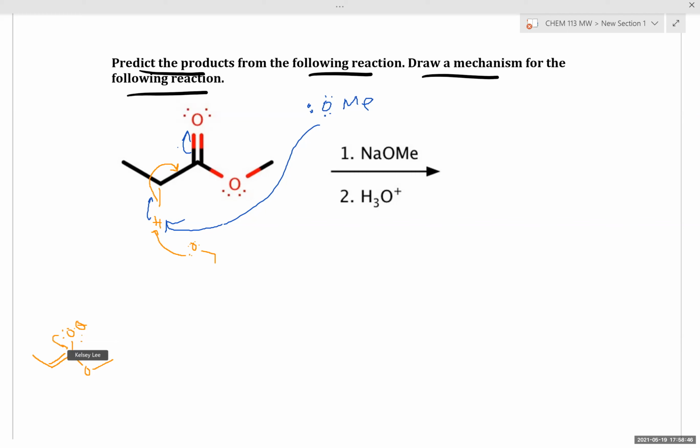So once we have our enolate, what will happen next? So once we have our enolate, it can attack a second equivalent of our ester, and that gives us a tetrahedral intermediate.